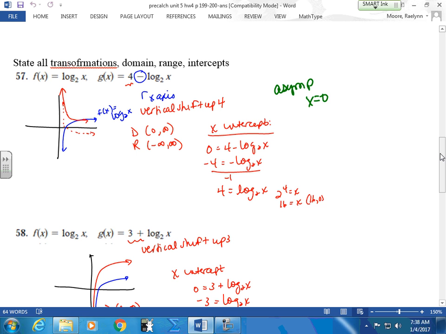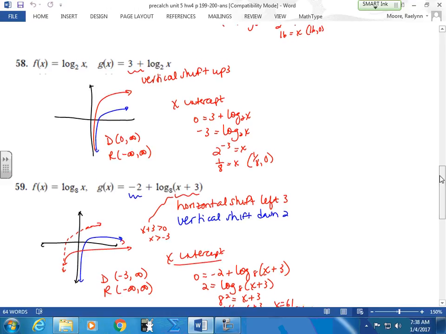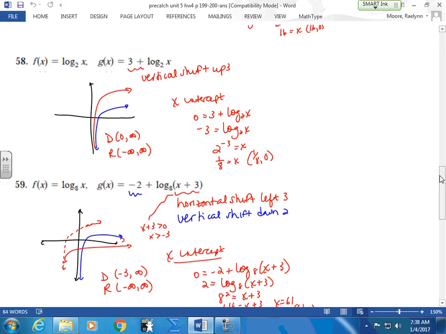Stop me if you have any questions. This was a nice one. This was just a vertical shift. Again, the vertical shift isn't going to affect your asymptote. It's going to affect your intercept, but not your asymptote. Domain and range will still be the same.